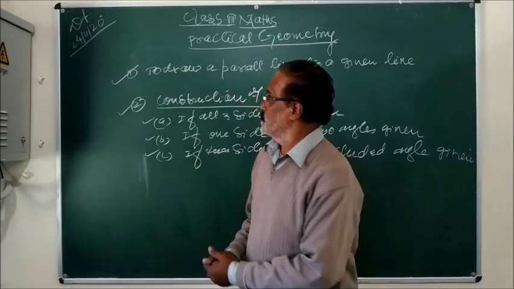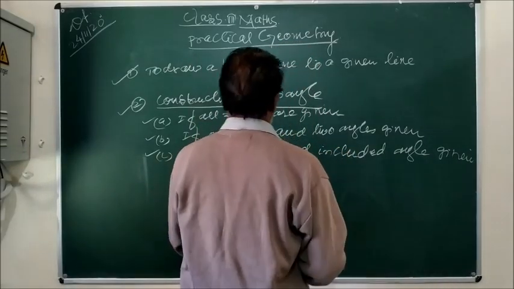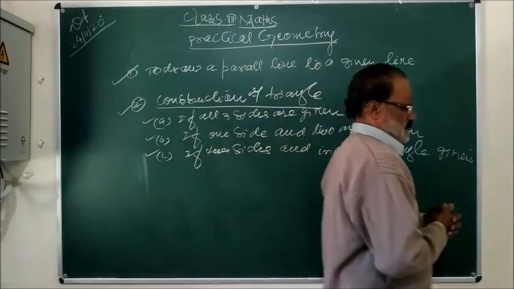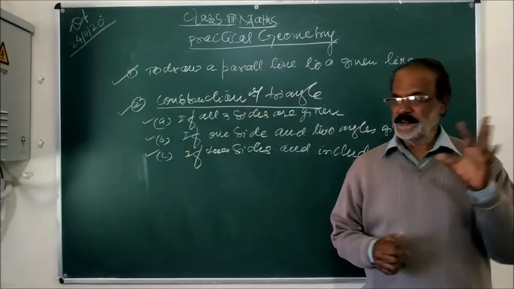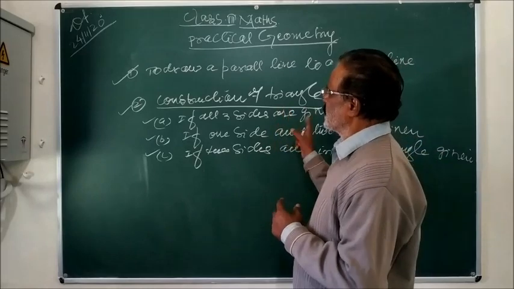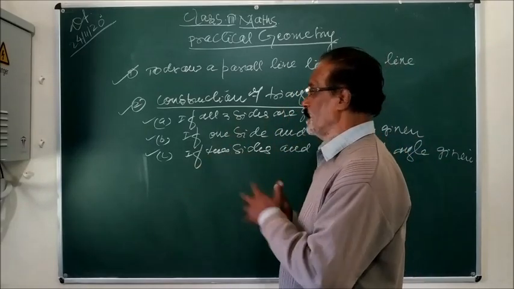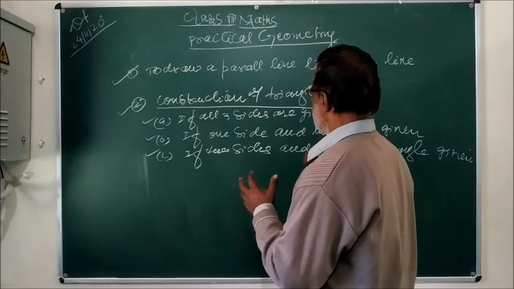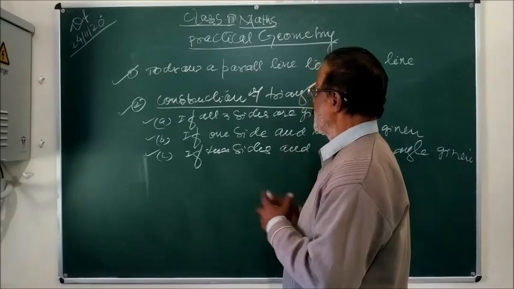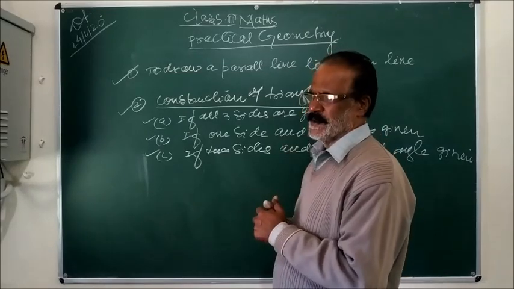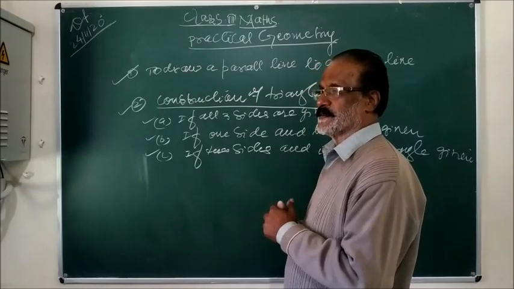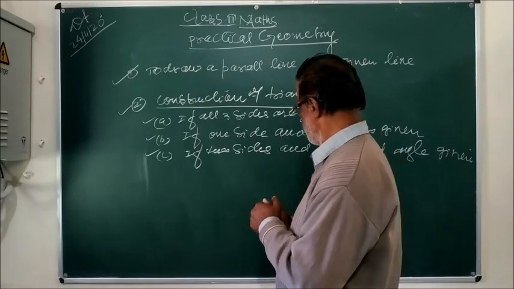Good morning, class 7, practical geometry. In this chapter, you have to learn some constructions. First is how you will draw parallel lines to a given line, and second is construction of a triangle. How will you construct, how will you draw a triangle?